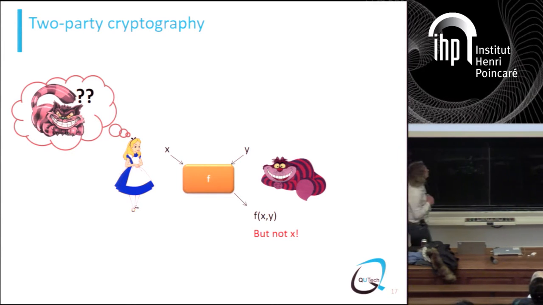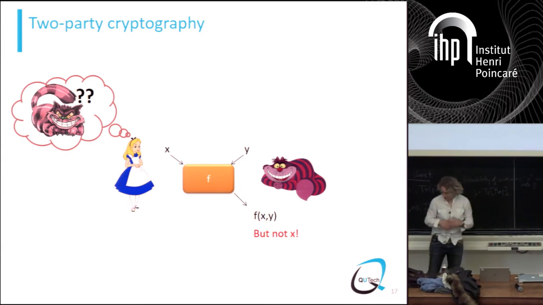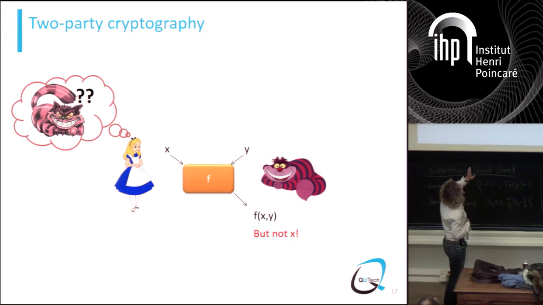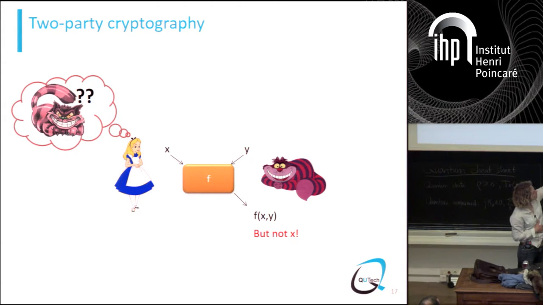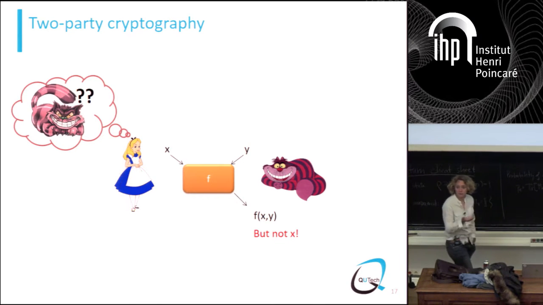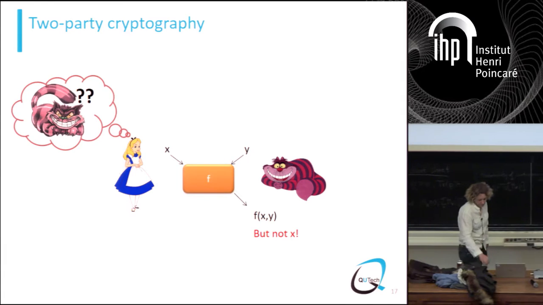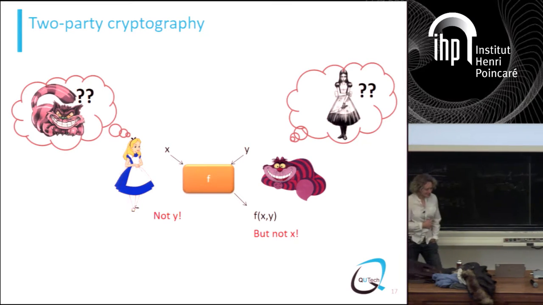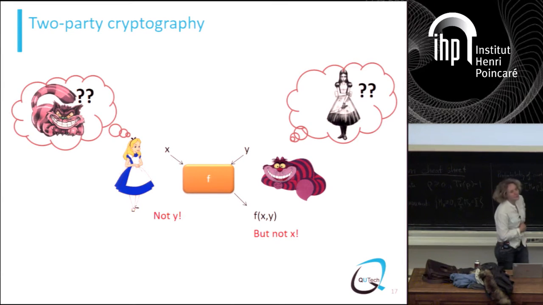Here, unlike in QKD, where Alice and Bob work together, trust each other, and want to check on Eve, for some reason they don't trust each other anymore. Alice does not trust Bob, and in particular she wants to be sure that whatever Bob does from the output F of X and Y, he cannot learn more about her input than he can infer by looking at F of X. Similarly, Bob doesn't trust Alice. He also wants to be sure that Alice cannot learn more about his input Y than she can infer by learning F of X and Y.